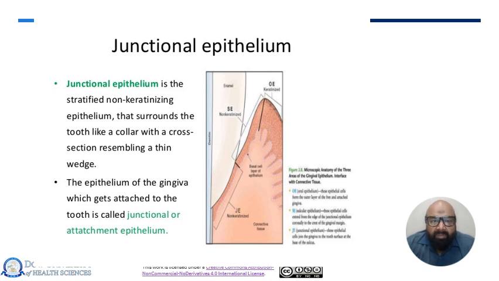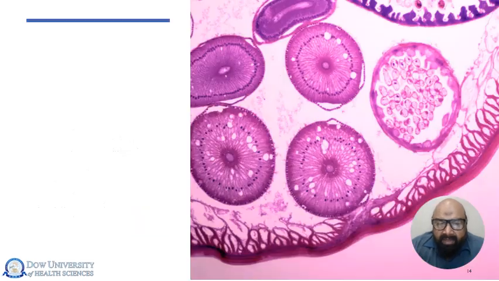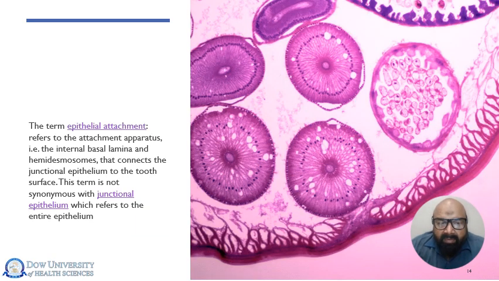So some more features of the junctional epithelium. The junctional epithelium is the epithelium that is present on the inner side of the gingival crevice, which is shown here. It is stratified squamous epithelium. It is not keratinized and surrounds the tooth like a collar. And it is confluent with the attachment epithelium. So what exactly is the attachment epithelium? The attachment epithelium is the area where there is actual tooth contact between the epithelium and the tooth, and this attachment takes place through hemidesmosomes.